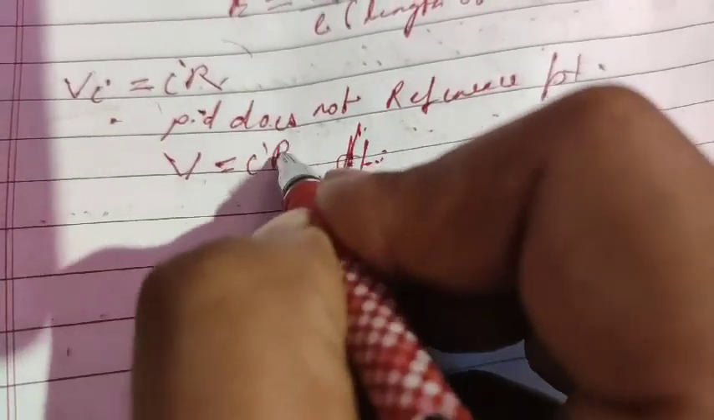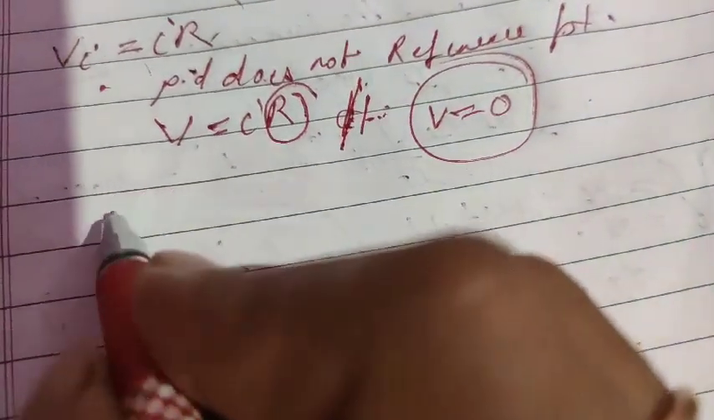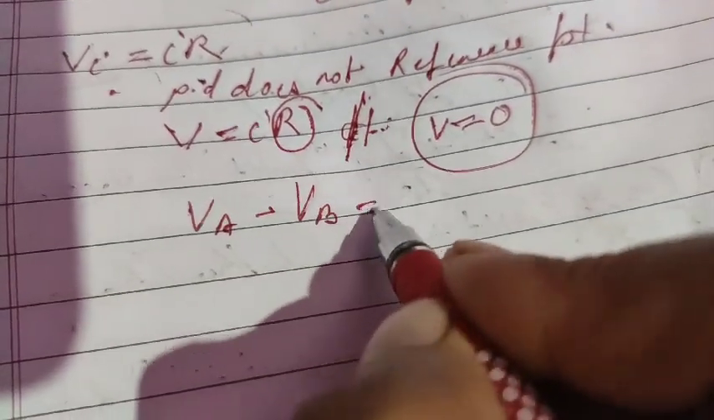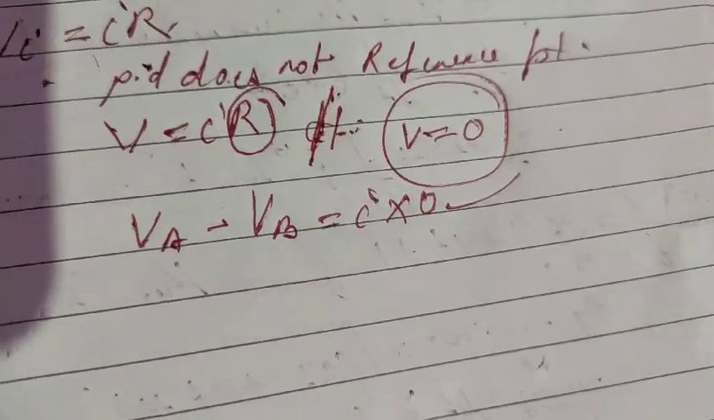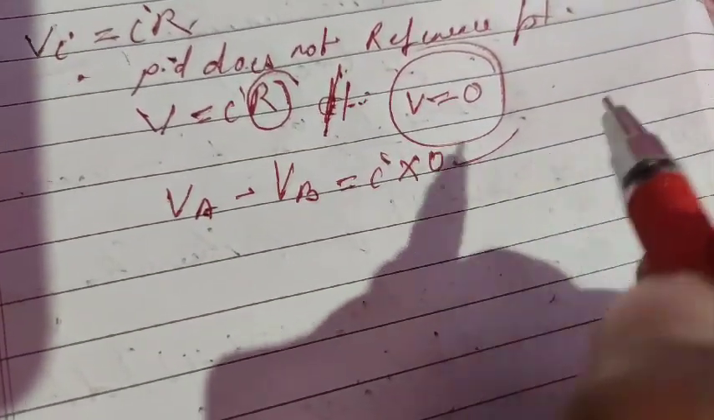So V equal to IR. If resistance is 0, what is the value? V is equal to 0, right? And if you are taking the potential difference between two ends of the battery, same condition. If the resistance of the wire is 0, means there is no resistance, then how is resistance created? Can you tell me? Yes.